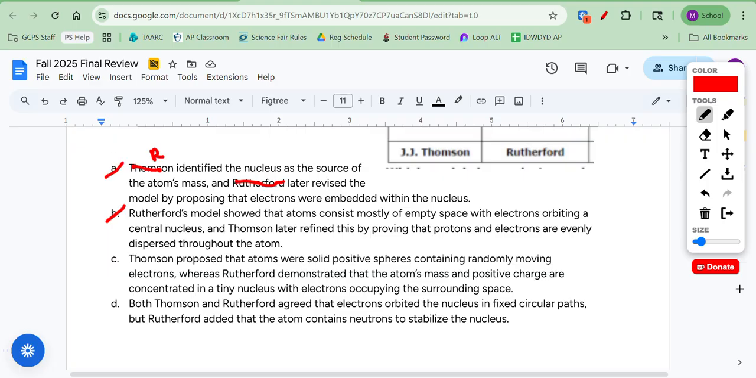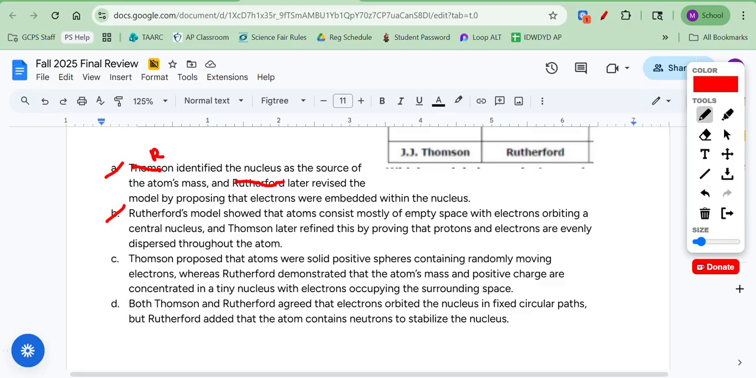Answer choice C says that Thomson proposed that atoms were solid positive spheres containing randomly moving electrons, whereas Rutherford demonstrated that the atom's mass and positive charge are concentrated in a tiny nucleus with electrons occupying the surrounding space. This answer option puts it in the correct order, Thomson first and Rutherford second, and it also gives us a pretty accurate description of those two models, but we'll check on letter D just to be sure.